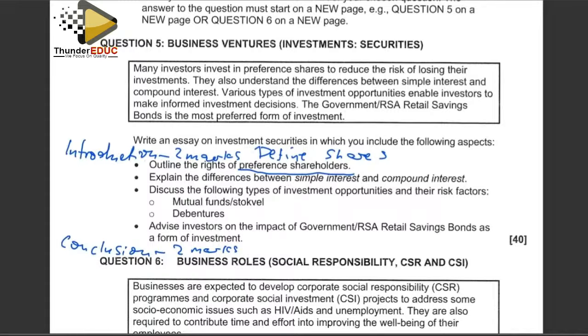So now let's check bullet number 3, where you are expected to discuss the following types of investment opportunities and their risk factors. Okay, right. So now let's check how best we can discuss mutual funds or stokvels.